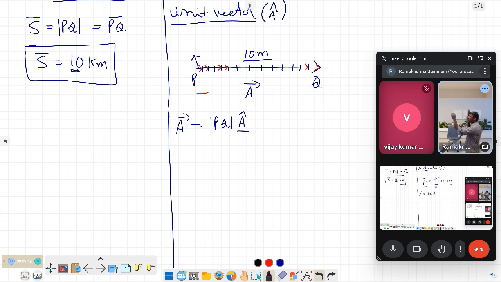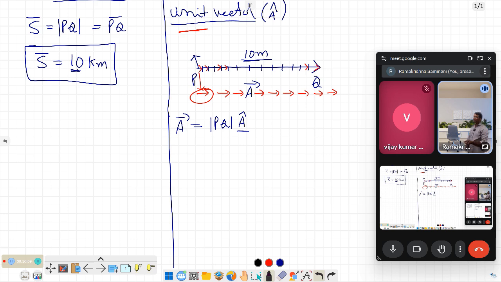So each small vector, this is called a small vector. Each small vector, how many times can I take this one? 10 times. The total big vector I have divided into 10 parts. The smallest part of that vector is what you call the unit vector.